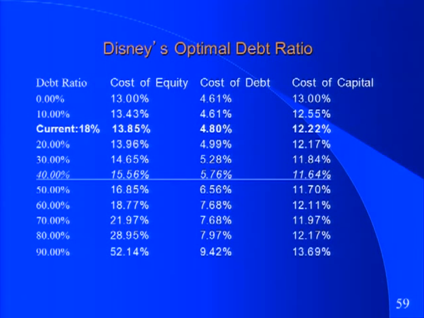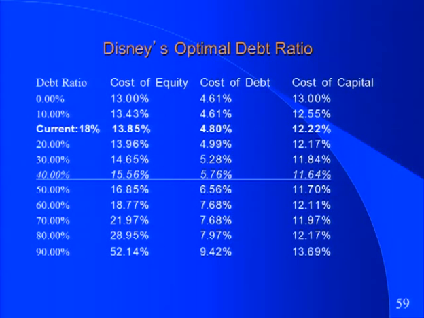Their actual debt ratio was 18%, at which point their cost of capital was 12.22%. So you're Disney, you're stuck at 18% with a 12.22% cost of capital, and I'm claiming that if you go to 40%, your cost of capital will drop to 11.64%. So right now, what's the price you're paying by being underlevered? It's the difference between those two numbers, right? You're paying 58 basis points a year. That's how much higher your cost of capital is by being at 18% rather than 40%.